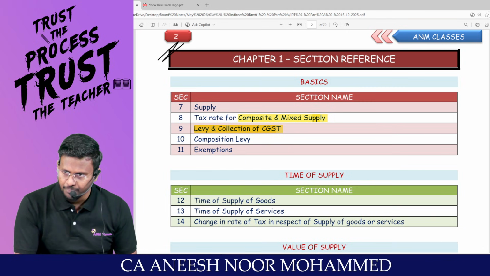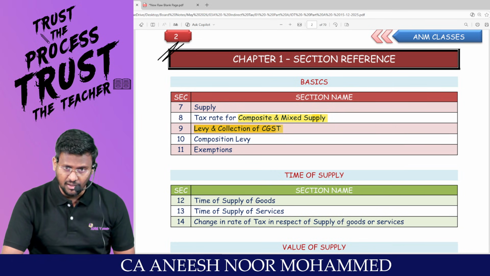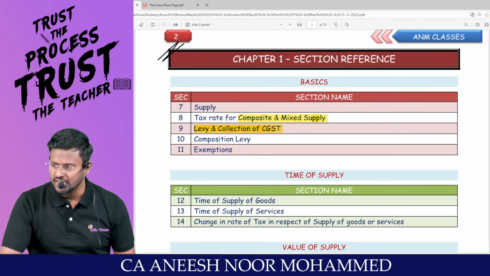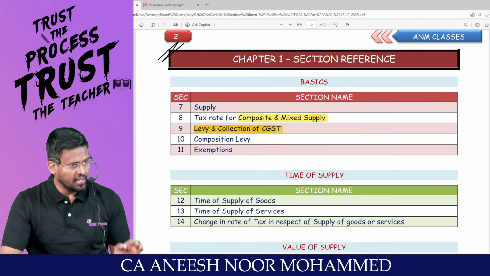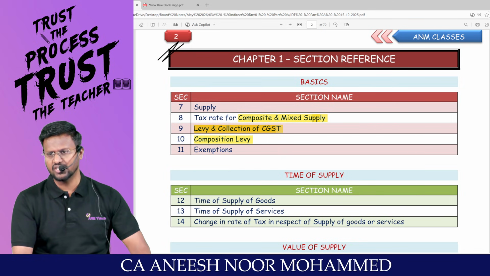So tell me, what is Section 7? Supply. What is Section 8? Tax rate for composite and mixed supply. Section 9, levy and collection of CGST. Section 10, composition levy.